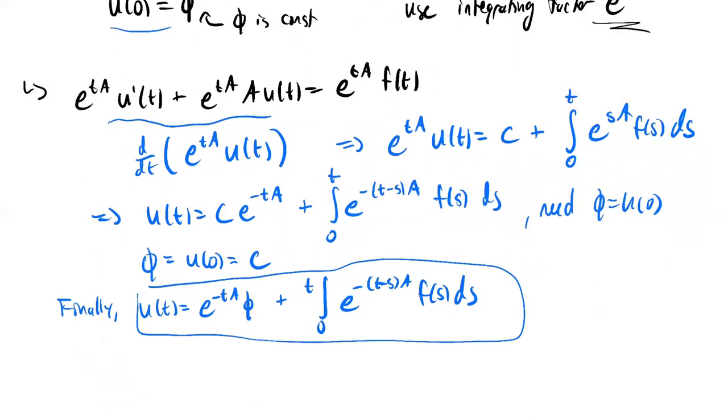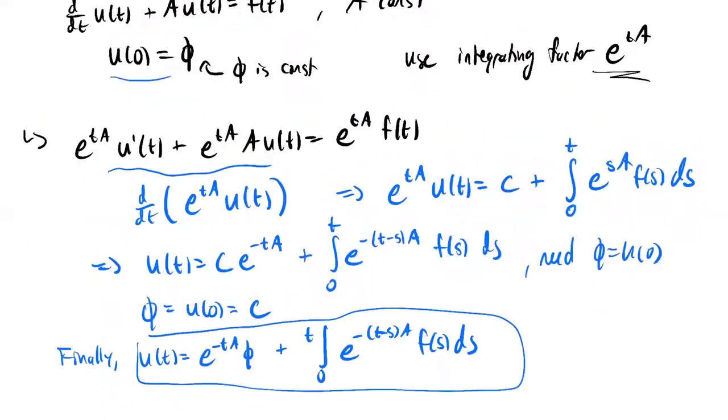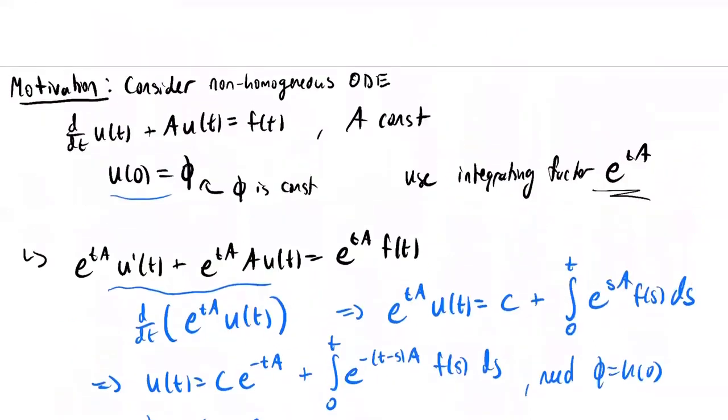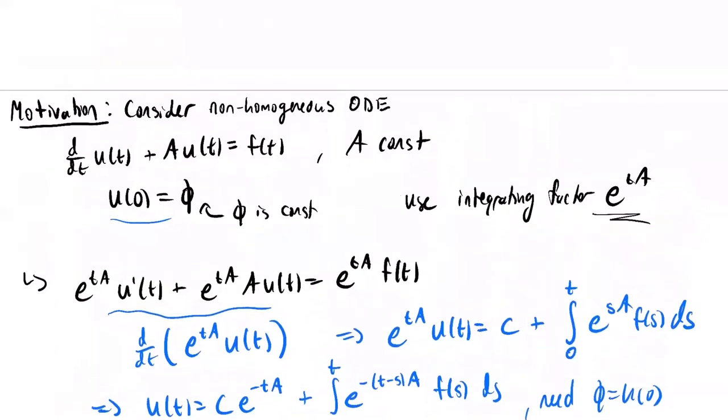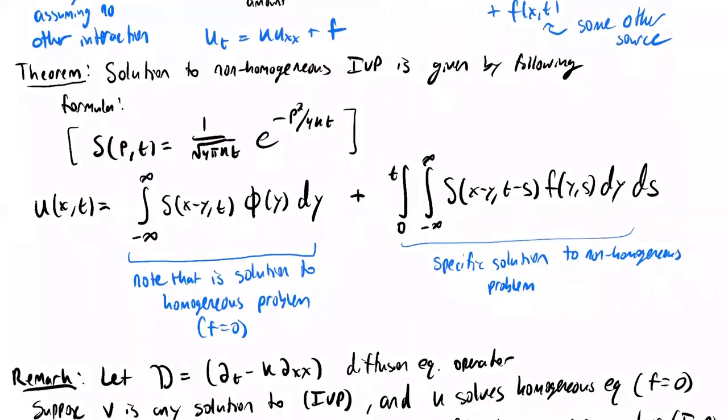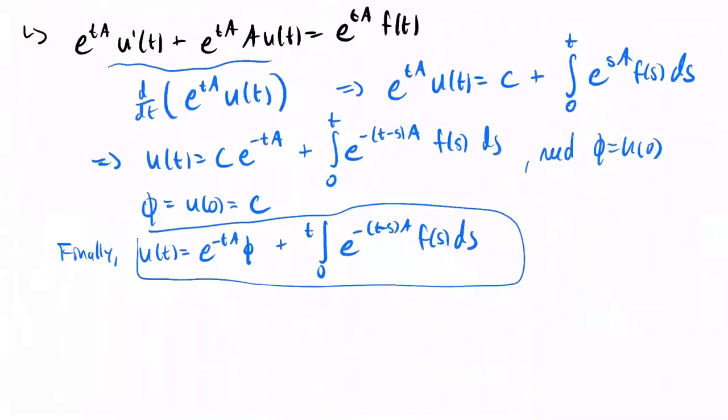Right. And so this formula that we get here should be compared with the theorem that we're going to prove soon. Where was this? Okay, right. So remember, I'm claiming that the solution to the non-homogeneous diffusion equation is a sum of two terms. The first term involves the initial condition, which is phi, and it's the solution to the homogeneous problem with initial condition phi. And then the second term involves an integral of something applied to the function f, right? And so this is exactly what we have below here.